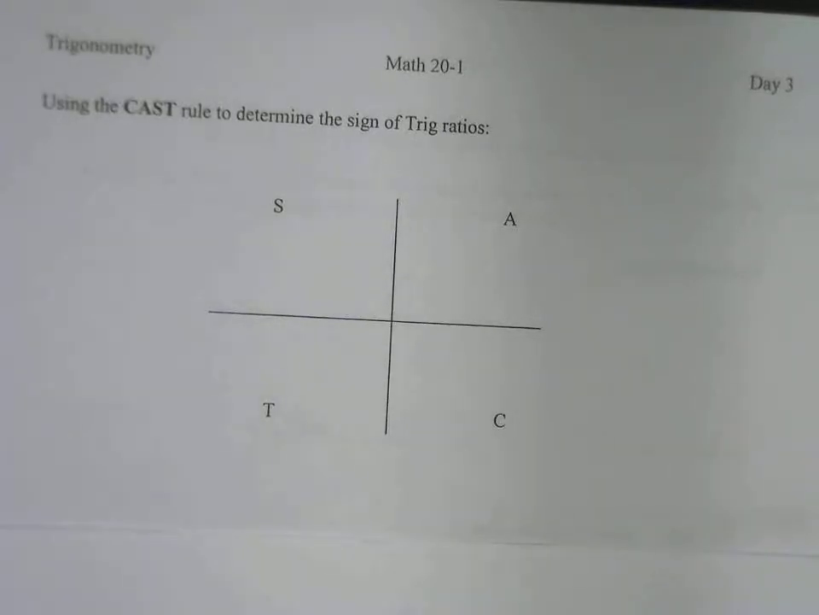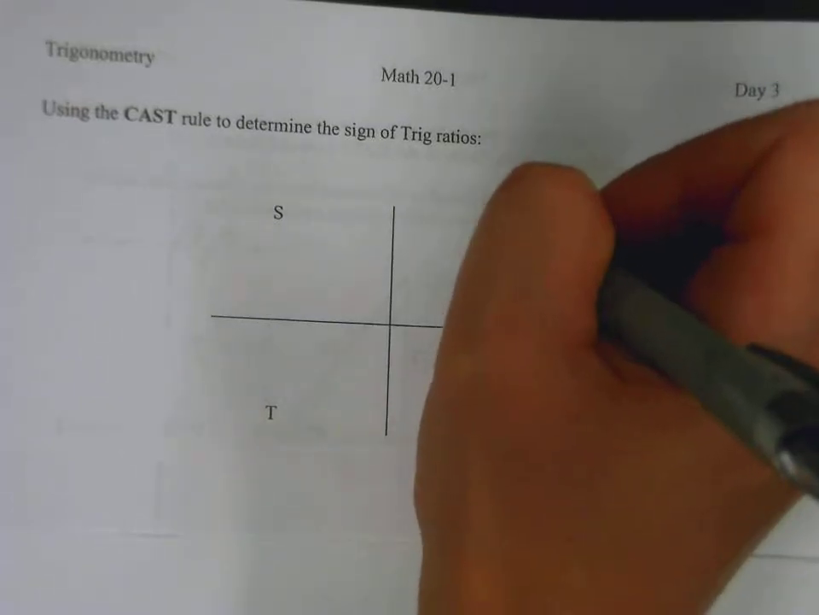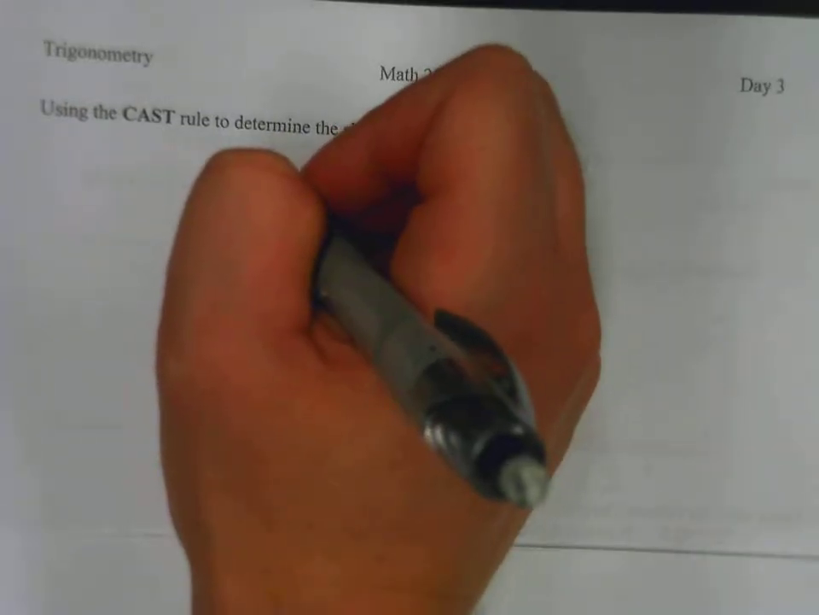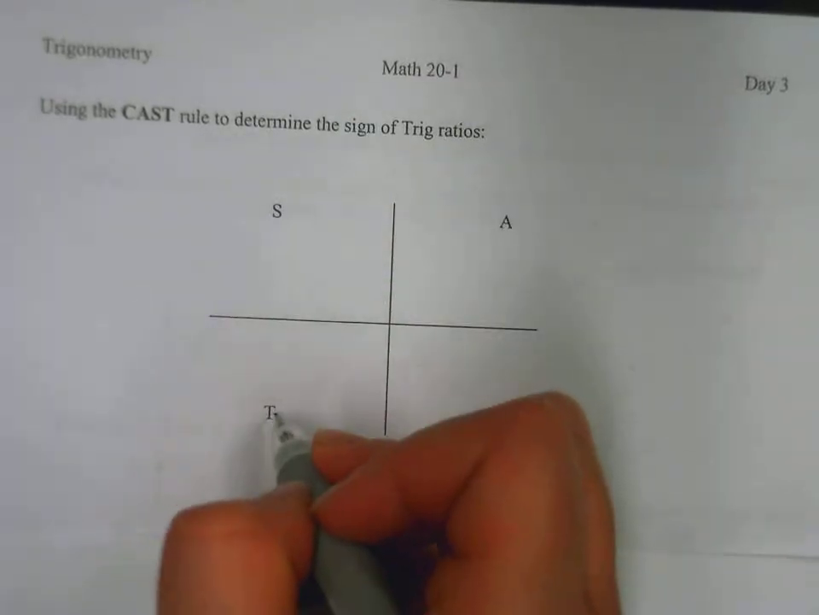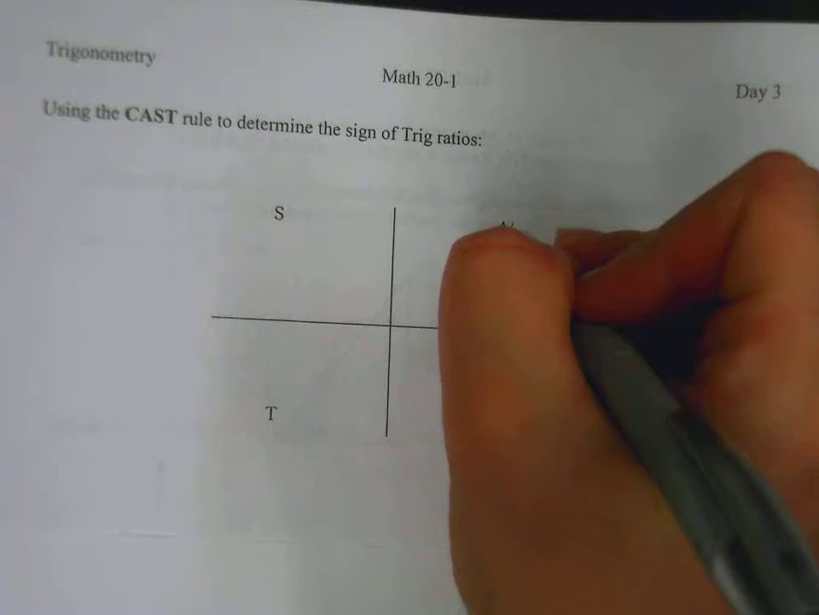Okay, what the CAST rule allows us to do is determine the sign of the trig ratio. What I mean by sign is whether your trig ratio in that quadrant is positive or negative. So this is the CAST rule. Quadrant 4 would represent C, 1 would represent A, quadrant 2 would represent S, and quadrant 3 would represent T. So CAST, thinking this represents all.